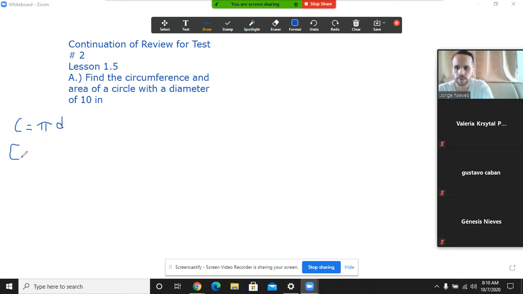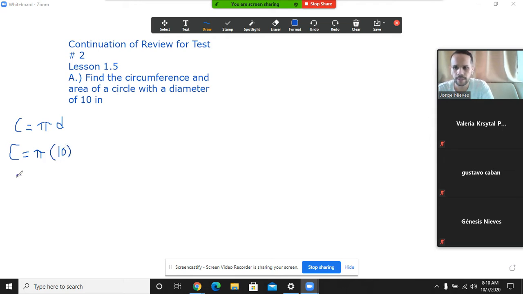Okay, so we got circumference, we got pi. Remember, this symbol is supposed to be your calculator. If not, pi means 3.14, ¿verdad? And it's a big number. It's a big decimal number. Okay? And we're gonna multiply that by the diameter. The diameter is 10.